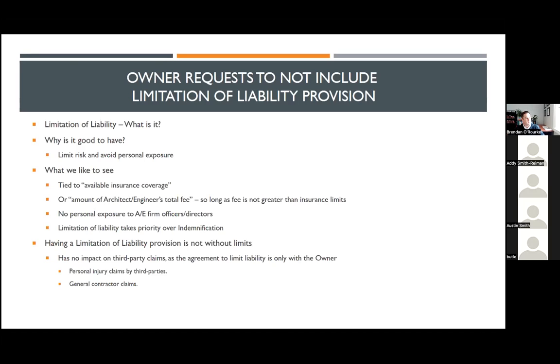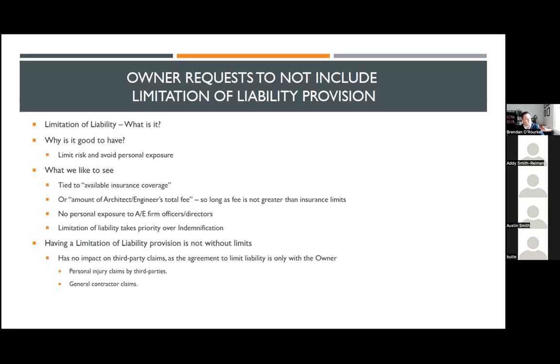Certainly, if you cannot get a limitation of liability tied to the fee or the available insurance, you're going to want to at least have a clause in your contract that they are not permitted to sue the officers, directors, managers, or members in a personal capacity, so that you are avoiding personal exposure to the principals at the firm.